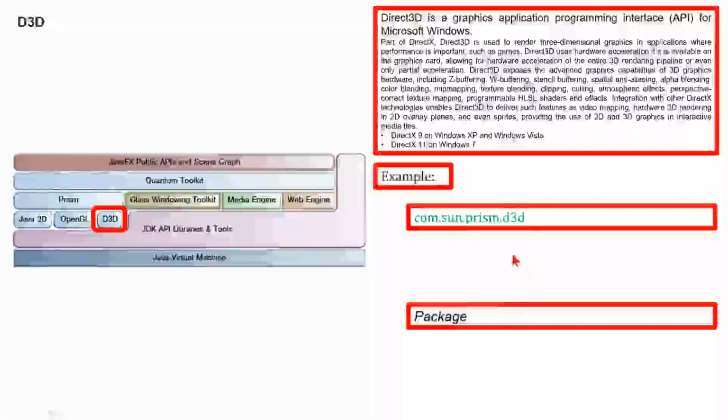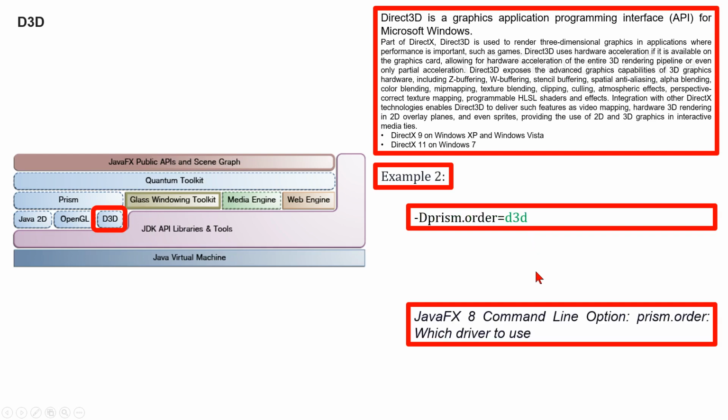As an example, we can consider this package, com.sun.prism.d3d. As example 2, we can consider this JavaFX 8 command line option, prism.order, which implies which driver to use. Here you can see D3D, Direct 3D.